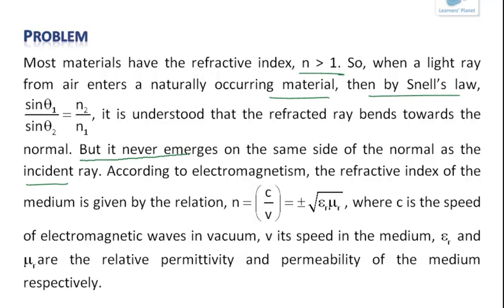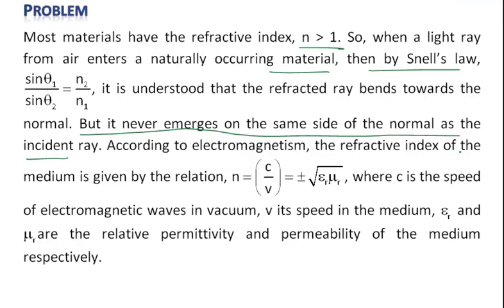Now this line is very important. This we have to understand what it means. That we will see in the next slide. According to electromagnetism, the refractive index of the medium is given by the relation n is equal to c by v, which is equal to plus minus under root of epsilon r mu r, where epsilon r and mu r are the relative permittivity, electrical permittivity and magnetic permeability. And c is the speed of light.